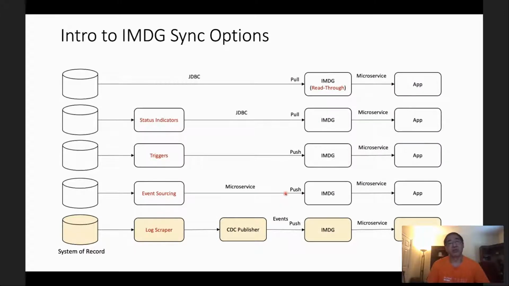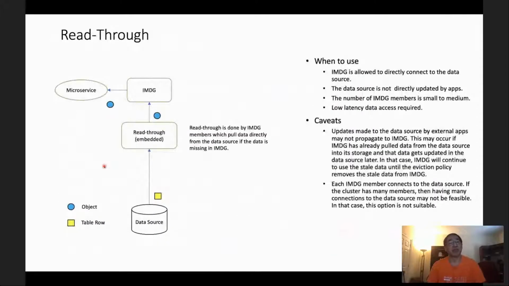So there are some options that are available today. The last one that you see is what we'll be focusing on. But you can see from here, you can simply get the data out of JDBC into IMDG. Or you can have some sort of status indicators that you can use to pull the data out from the database into IMDG, as well as triggers that can push data into IMDG. And even sourcing is sort of like triggers, except that it's done outside of the database. So I'll be covering these different options in the next slides here.